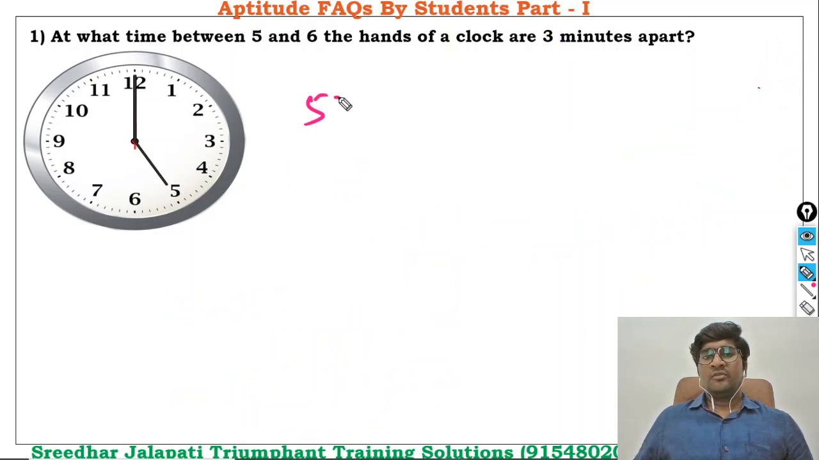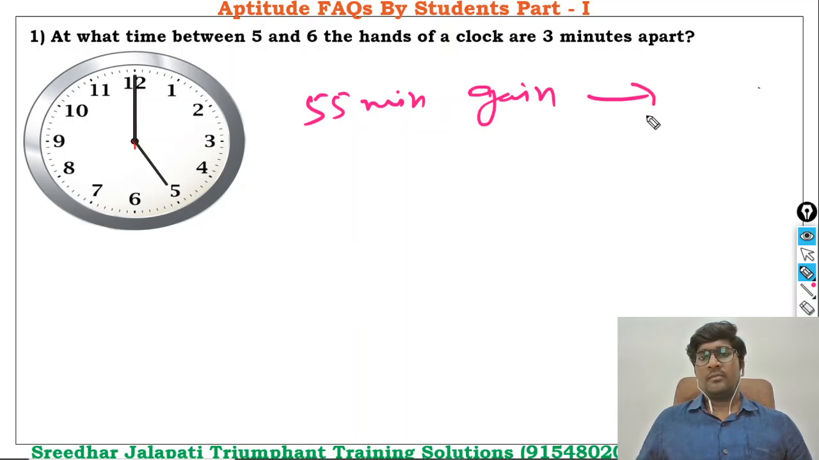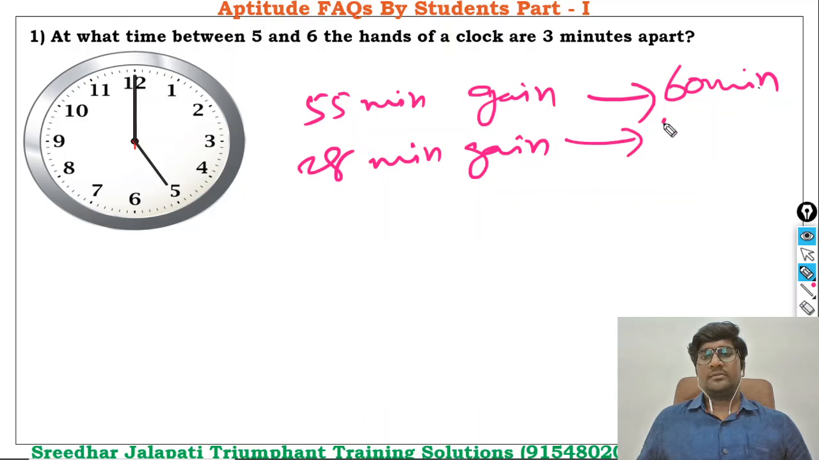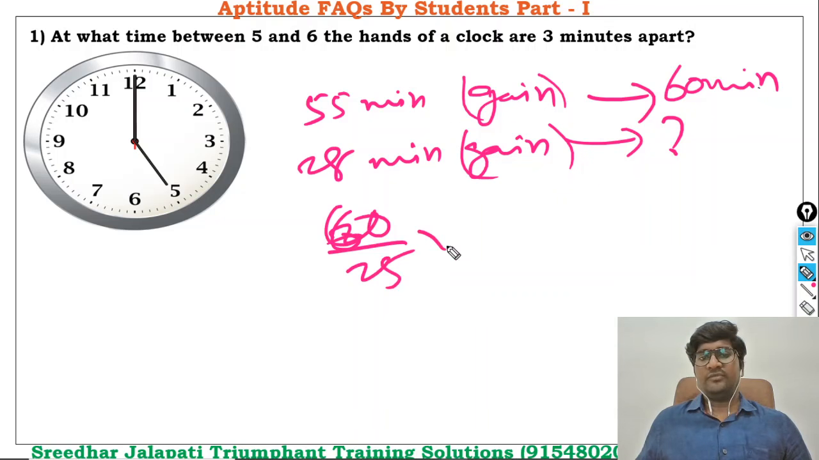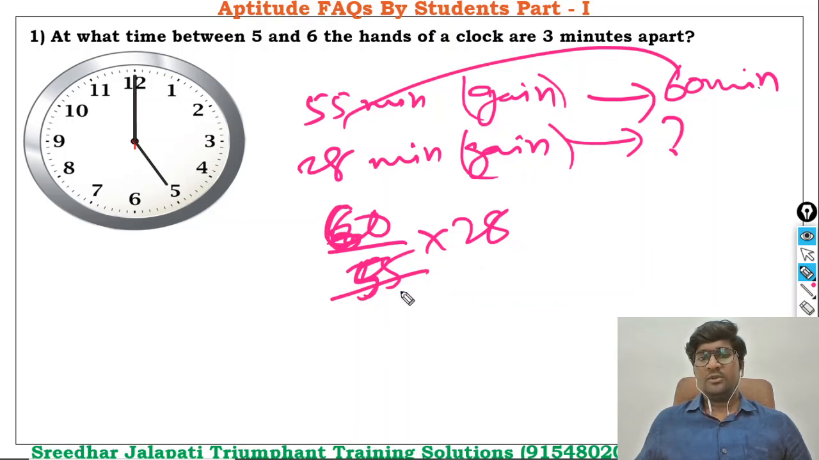Now, for every 55 minutes of gain, it requires 60 minutes. Then to gain 28 minutes, how much time? So it becomes 60 by 55 into 28. If I simplify, 5 11s are 55, 5 12s are 60, further simplification, 28 into 12.